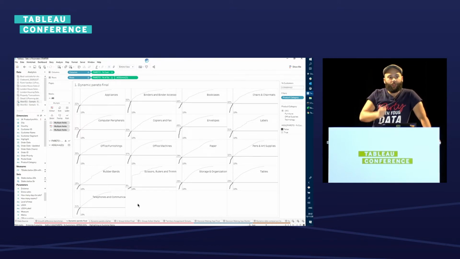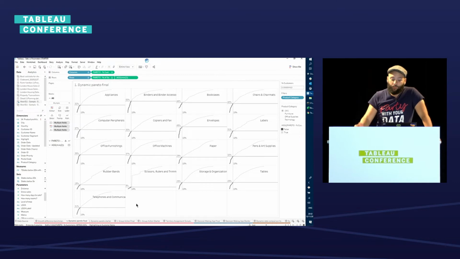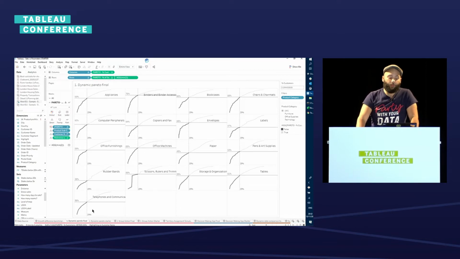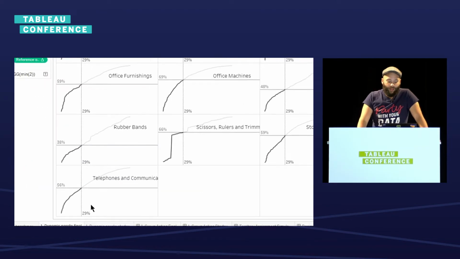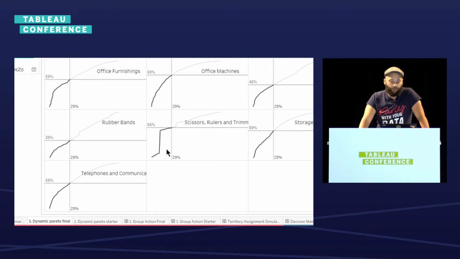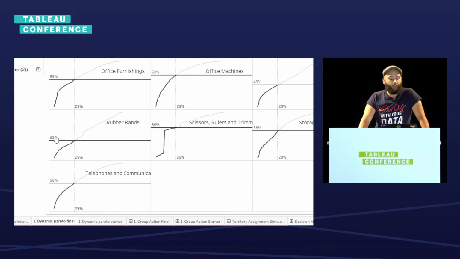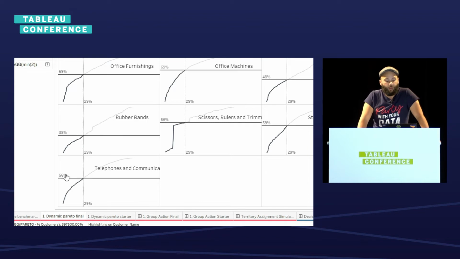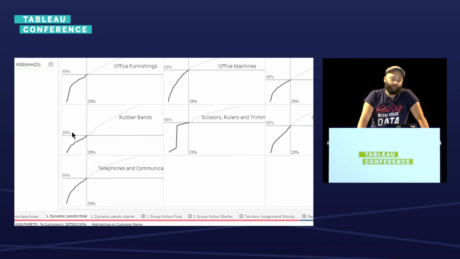But if you want to actually go down to the level of detail and compare one to the other, up until today, you would have to input the value that you want to see. But with parameter actions, I can just select a value in one of my categories, and that value will be propagated to all the other views. So now I've selected 29% of all my customers. That has been propagated across all the other charts, but it also made the comparison with the percent of sales. So it allowed me to see that 29% of customers correspond to 56% of sales in telephones and communication, but only 38% in rubber bands.